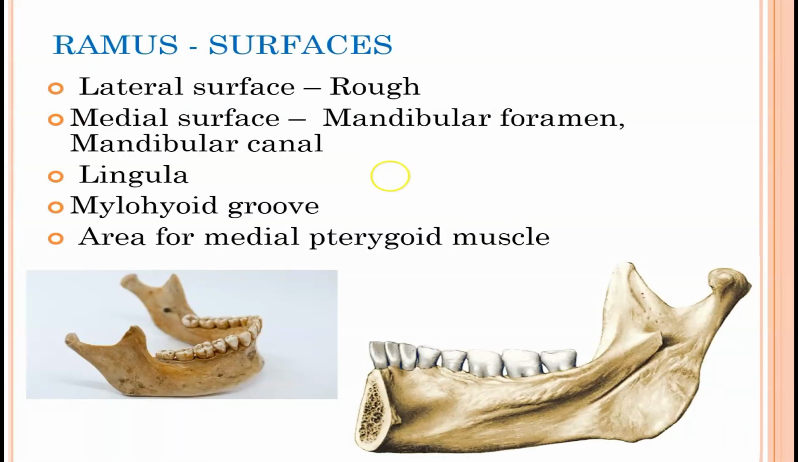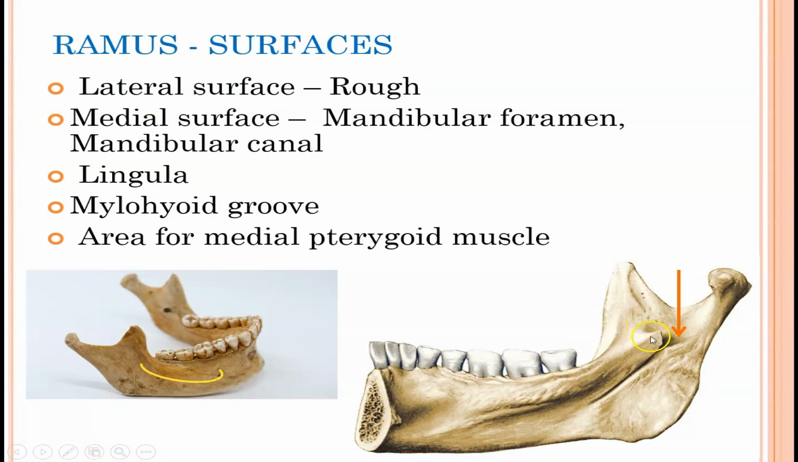The ramus has a lateral surface which is rough for the attachment of muscles, whereas in the medial surface we can see a foramen called the mandibular foramen, which extends downwards as the mandibular canal and exits at the mental foramen. So the mandibular canal is a passage present inside the bone and it exits at the mental foramen.